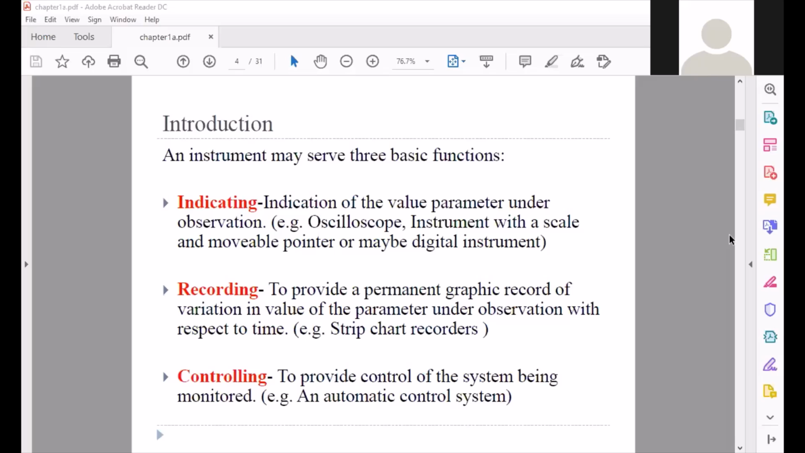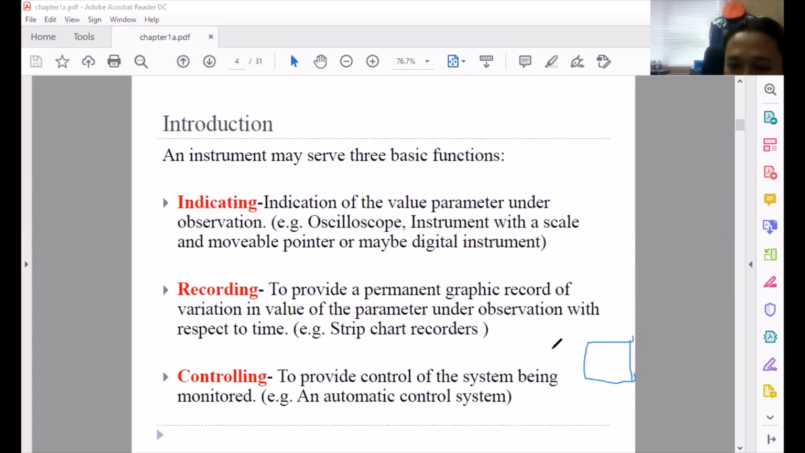Another function of the instrument is controlling, to provide control of the system, such as an automatic control system. I drew this before, this is our system. We have the input, the output, and the feedback. Inside the system we have the controller and the plant, so we can control the plant. That is why an example is the automatic control system. These are the three basic functions, but not all instruments have all three.